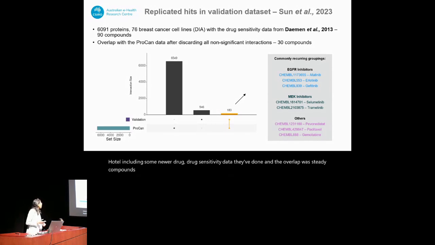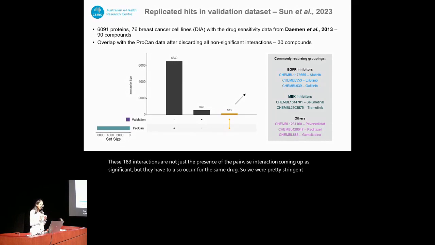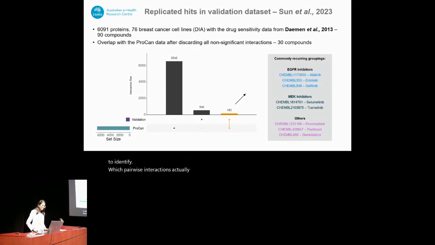So we found 183 common pairwise interactions, and this is keeping in mind that these 183 interactions are not just the presence of the pairwise interaction coming up as significant, but they have to also occur for the same drug. So we were pretty stringent in trying to identify which pairwise interactions actually overlapped with each other.